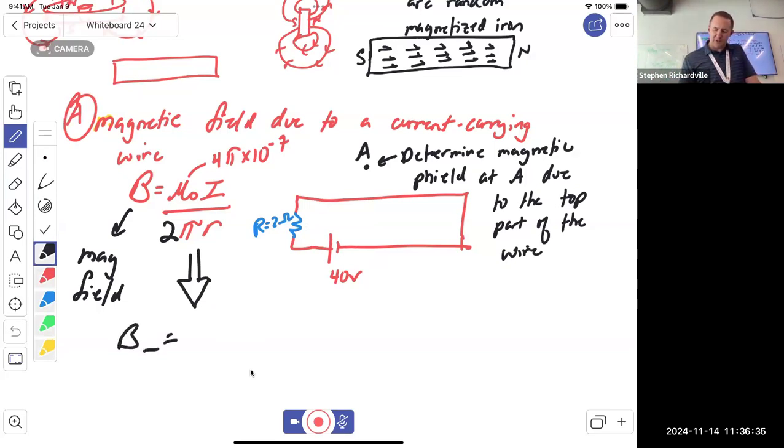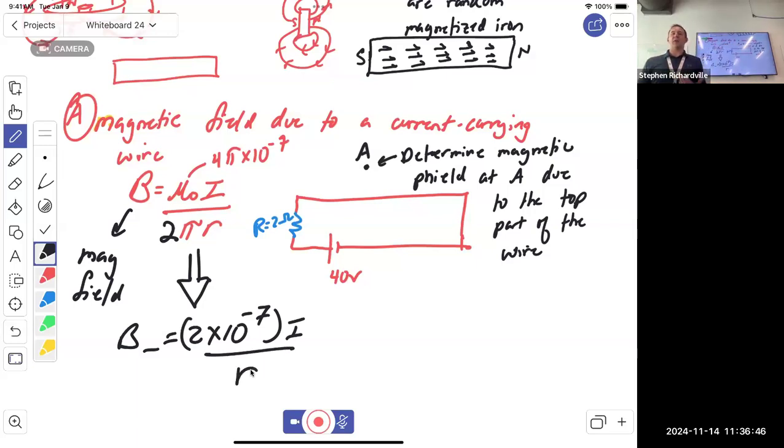Yeah. So if I were to simplify this, back to Sophia's point, I for now can call the field due to a straight wire 2 times 10 to the negative 7 I over R. Now, this simplification I always do with honors because we really just stick to wires. We don't get into semicircles and loops and toroids and other crazy stuff and solenoids. But this is a simplification for now for the field due to the wire.